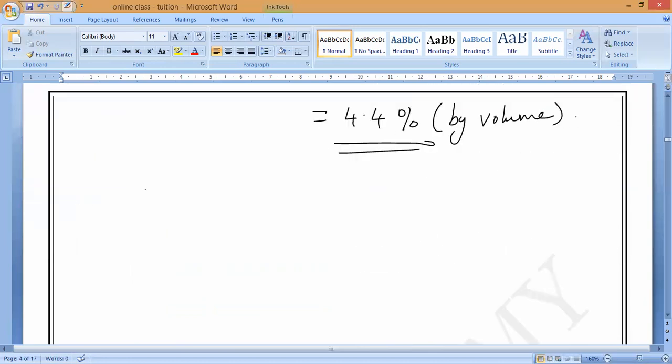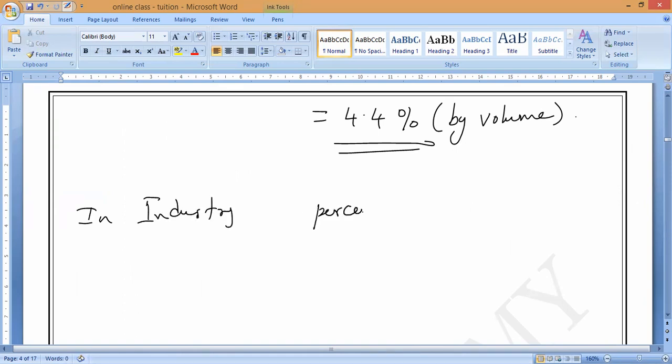Mass and weight are not the same. You will study that in physics. That is why in industry, percent by weight can also be measured. This one we can represent with W by W, in the sense of the concentration of a solution by weight.